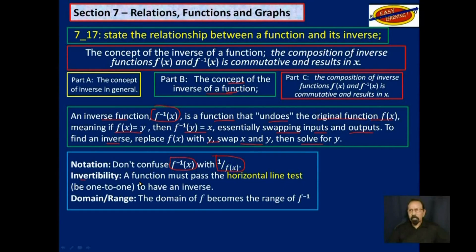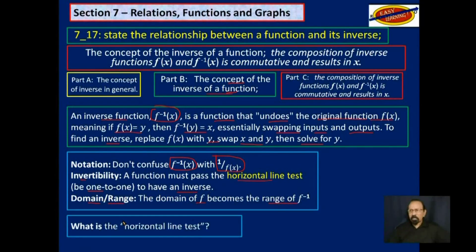And invertibility: a function must pass the horizontal line test, be 1-to-1, to have an inverse that is also a function. The domain and the range: the domain of f becomes the range of inverse f. So what is the horizontal line test mentioned above?